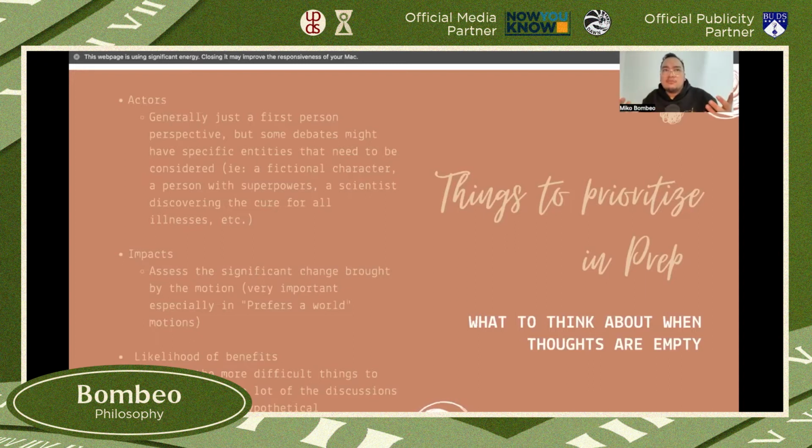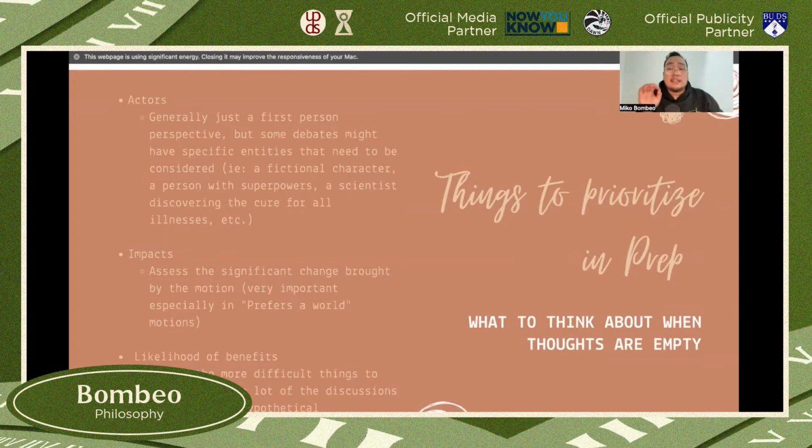The second thing that you can prioritize in prep is to understand the impacts of the things that you do within your team. So, for example, you assess the significant change that's brought by the motion. You assess whether or not the decision that a person or the actor makes is something that yields towards benefits, or if there are harms that come from it, how you can mitigate these harms, for example, or how you can minimize the impact of these harms. And generally, just a discussion that revolves around why the impacts you create within your team are the most important.